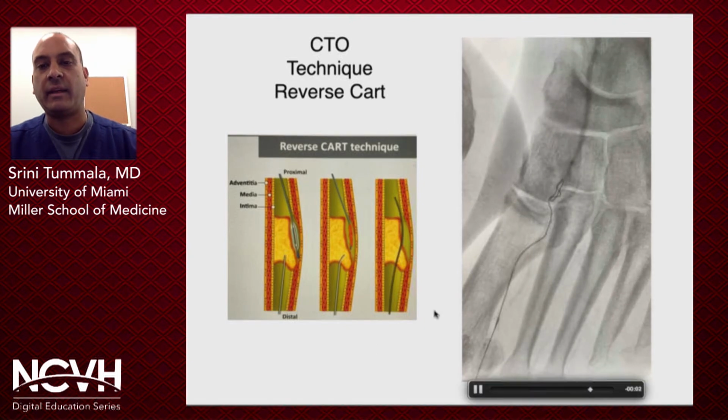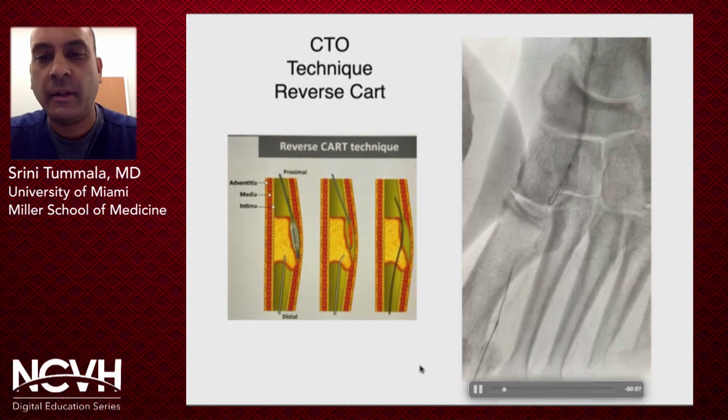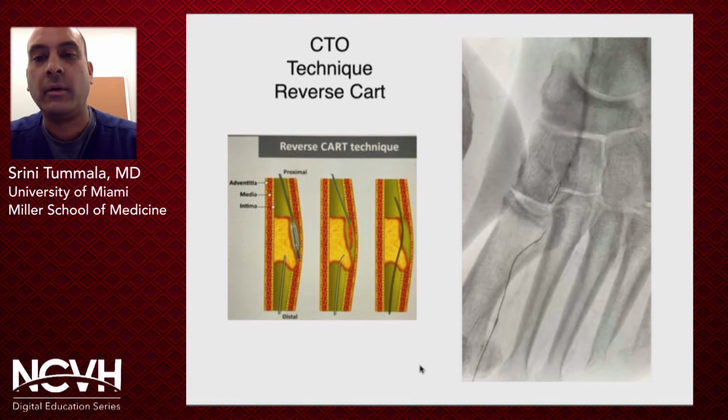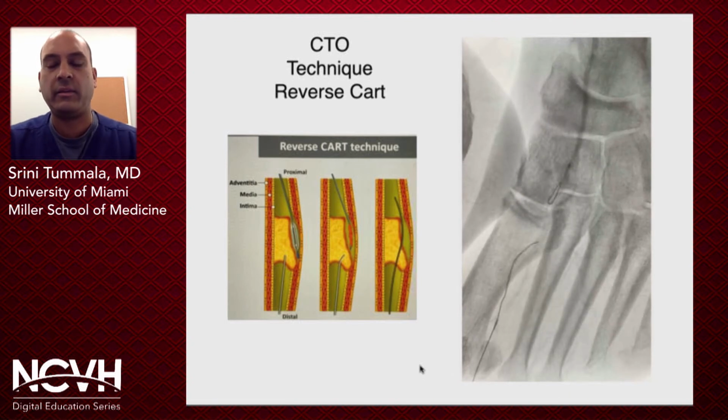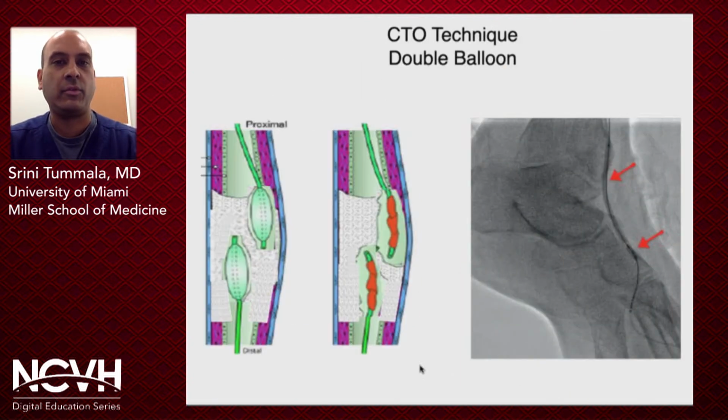And again, you can see an example of that where I have a balloon from above and I'm using a guide wire from below. After doing repeated angioplasty to hopefully disrupt that tissue between the guide wires, which are located in two separate subintimal planes, I'm able to achieve through and through access.